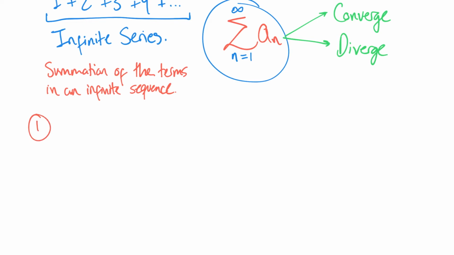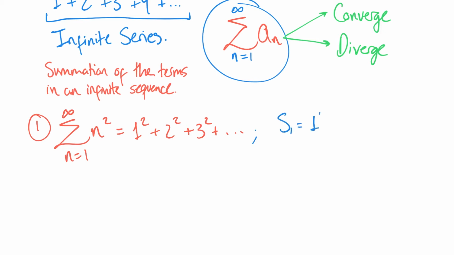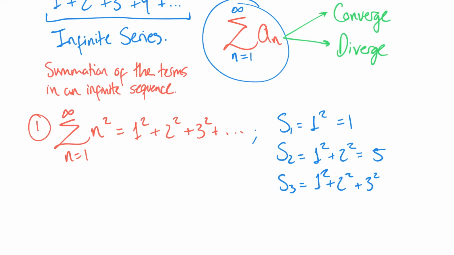So in example number 1, we're going to use the same one we were using before. So we have summation from n equals 1 to infinity of n squared. Okay? So this is, as we had stated before, 1 squared plus 2 squared plus 3 squared, etc. So in order to get a good look at what's happening, I'm going to write the partial sums. So S1 is 1 squared. S2 is going to be the sum of two numbers, so 1 squared plus 2 squared. So this is 5. S3 is going to be 1 squared plus 2 squared plus 3 squared. And this is going to be equal to 14. And so on and so forth.